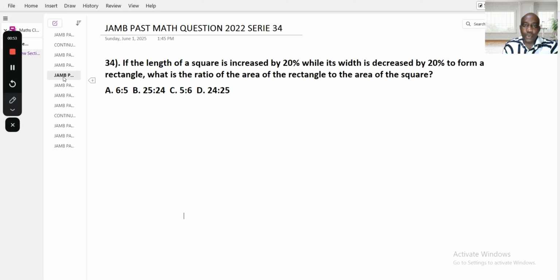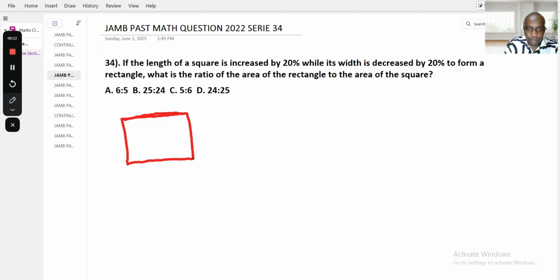If the length of a square is increased by 20%, while its width is reduced by 20% to form a rectangle, what is the ratio of the area of the rectangle to the area of the square? Now let me draw the square and the rectangle. This is the square, and a square has equal sides. Normally they did not give us any figure.